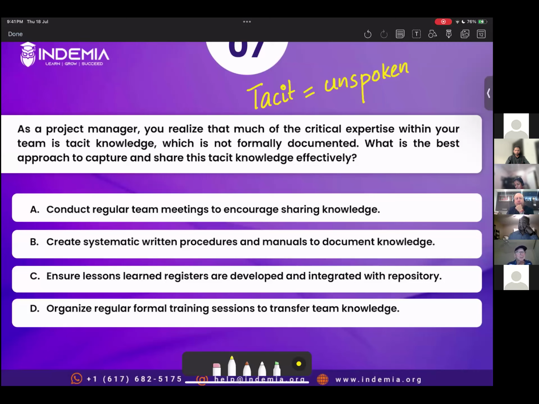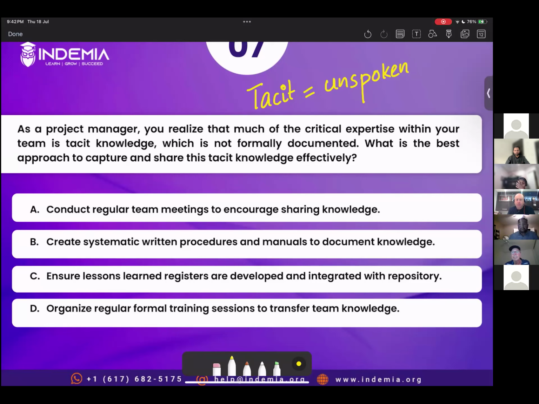Yes, with difficulty, but I thought that as it's tacit knowledge, which is not easy to communicate or to put across, maybe less input into the lessons learned register would be a way of developing what needs to be done there. So that's why I went for option C. All right. Thank you.